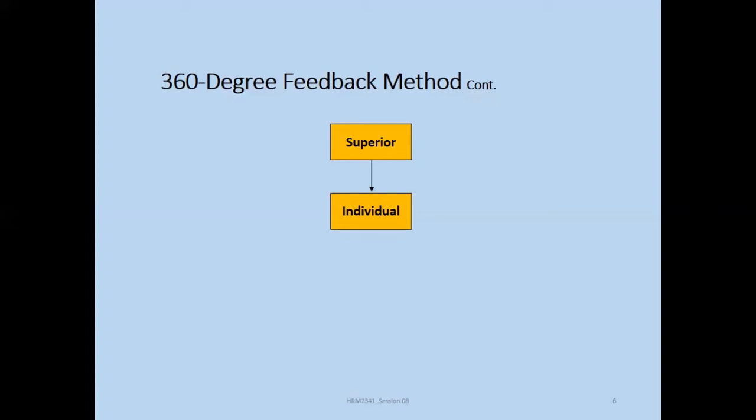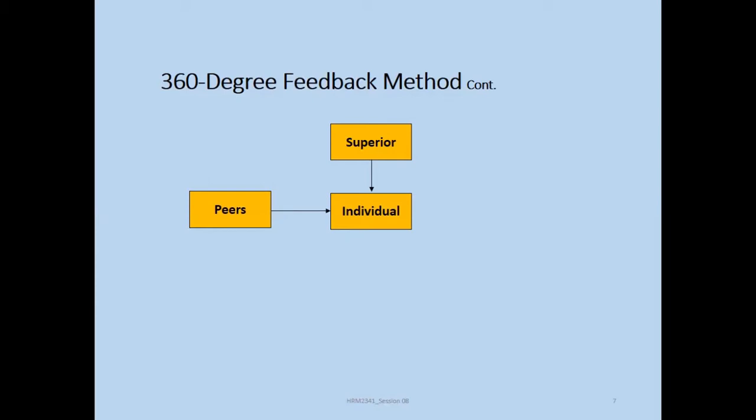Likewise, if we are evaluating the finance manager's performance, we can collect feedback from the superior, that means the CEO or general manager. If we collect feedback about the finance manager, we can collect another type of feedback from their peers. Peers mean they are also working in a similar working situation, working status.